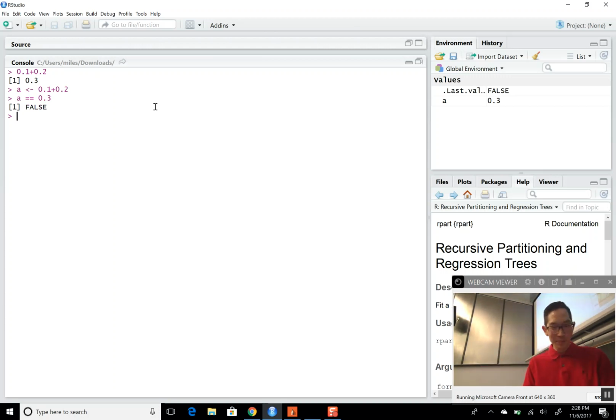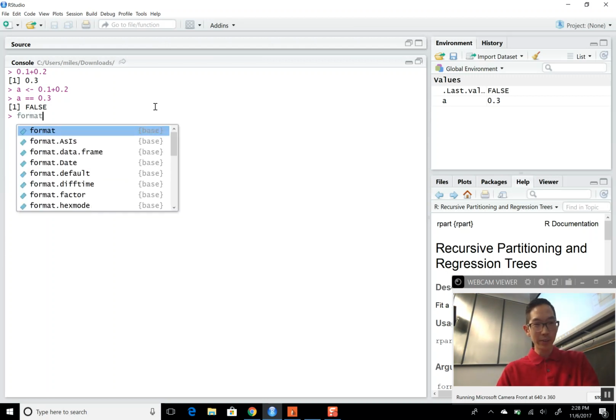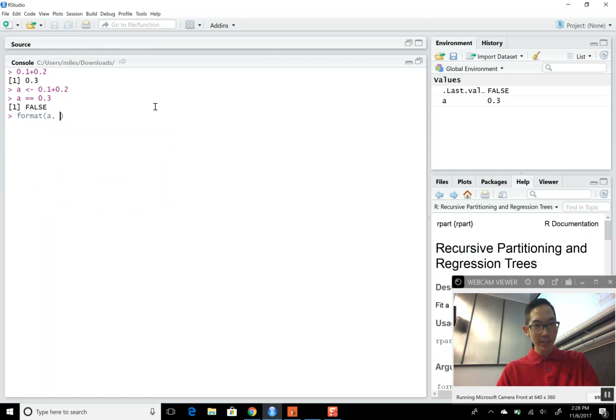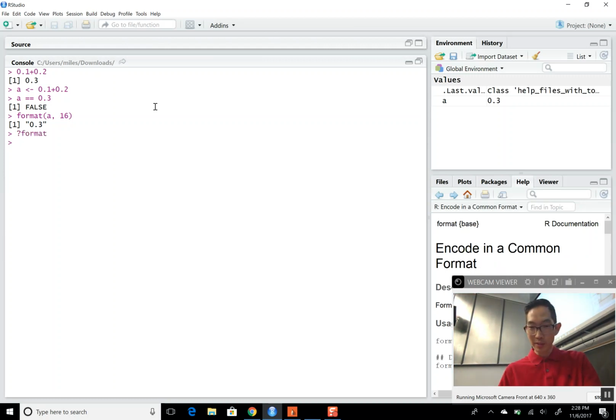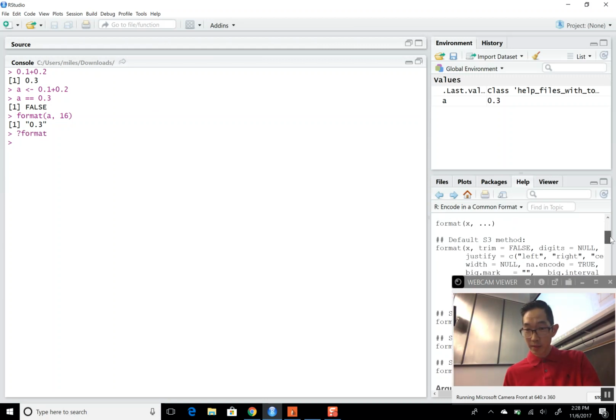Okay, so how do I do this? All right, so if I do format A, is it like with 16? No, how do I get the number of decimal places? Format digits equals 16. Let's try this.